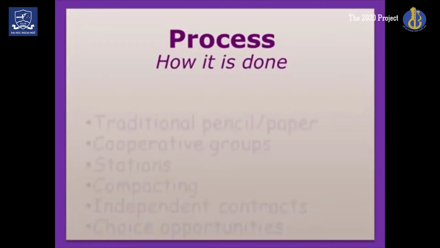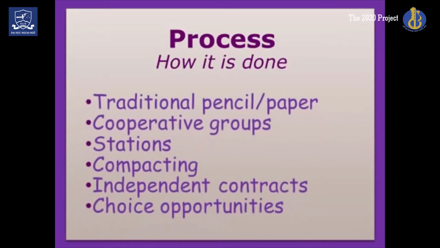Process, how is it done? You can have traditional paper and pencil activities, either worksheets, book work, and here you can even differentiate where some students are required to do different amounts. Cooperative groups, where you have different ability levels and they kind of help each other and learn from each other's learning styles. Stations, where the students move from station to station and do some kind of discovery, student-centered activities, either as individuals or little groups.